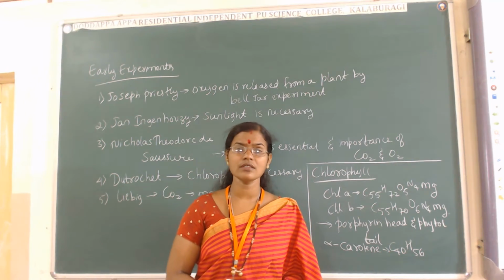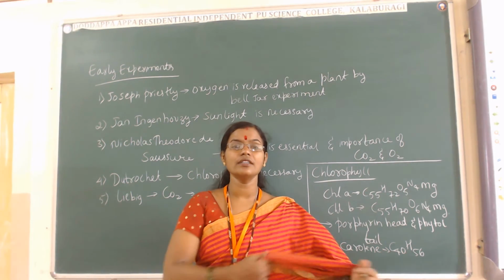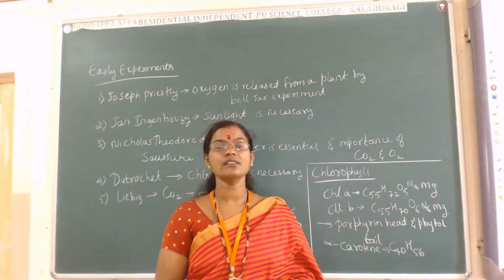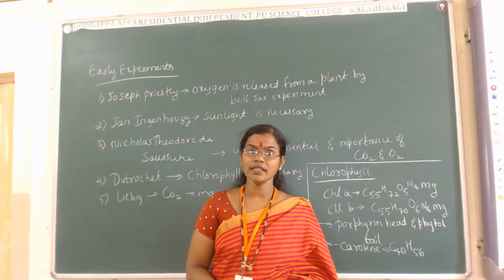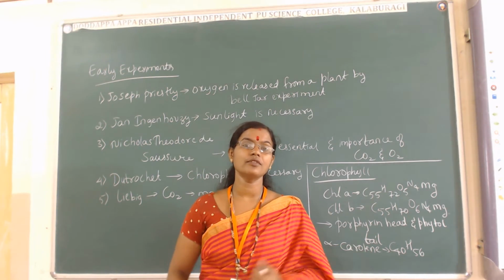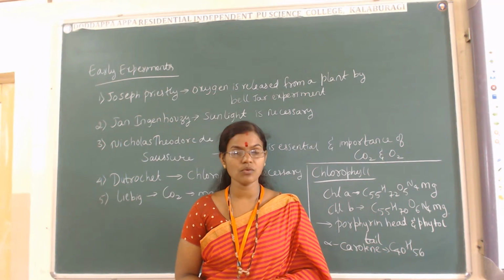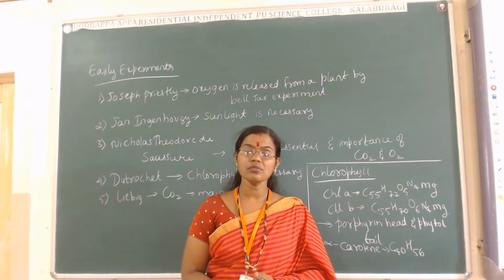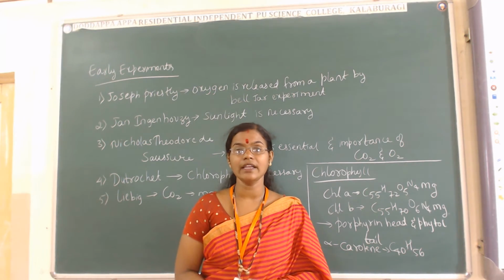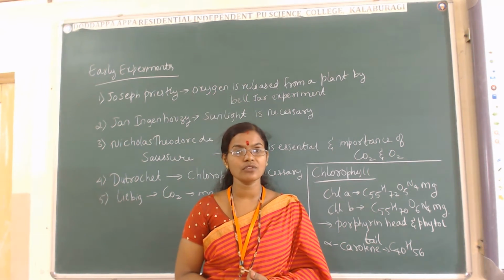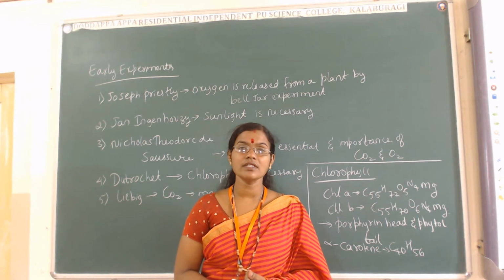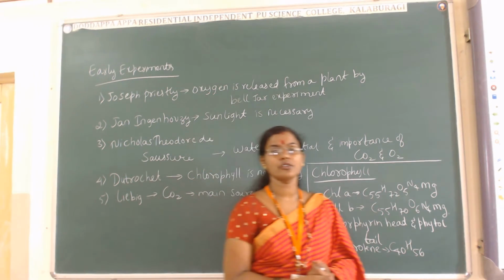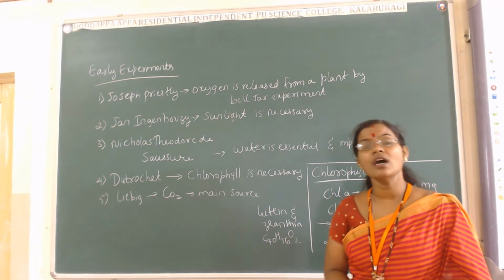Once again, hello students. We are continuing the class on photosynthesis in higher plants. In the previous class, we have seen the raw materials required for photosynthesis, that is CO2, H2O, sunlight, and the chlorophyll pigment. We have seen that in detail. First of all, we have seen about the sunlight, which plays a very important role in the process of photosynthesis, as I have already told you.